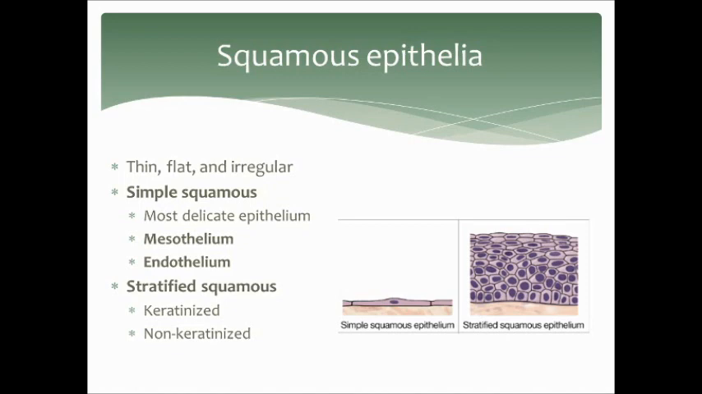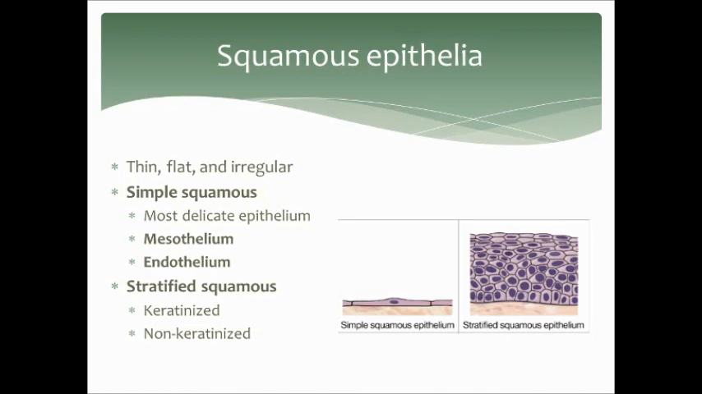The stratified squamous epithelium is important in areas where there's a lot of mechanical stress, so places like the skin, the mouth, the esophagus, vagina, and anus. There are 2 different types of stratified squamous epithelium. You have keratinized and non-keratinized. Keratinized means that there's a lot of keratin provided in the epithelia, so it makes it more waterproof. So you'll find this in areas that are supposed to be kept dry, like the skin.